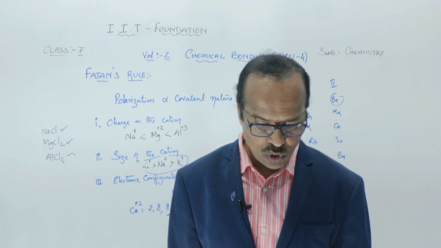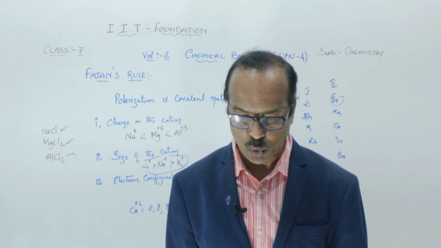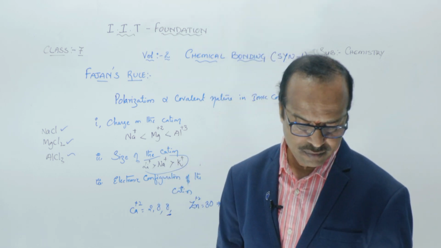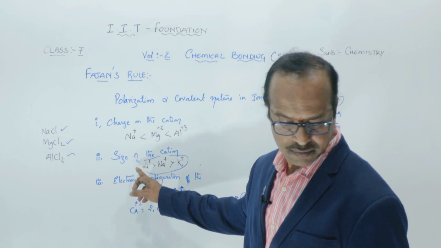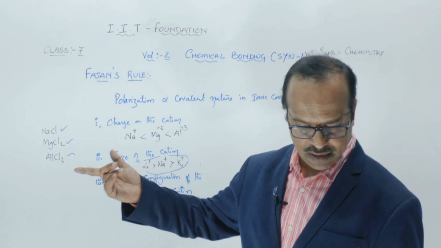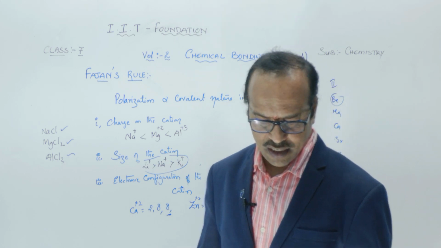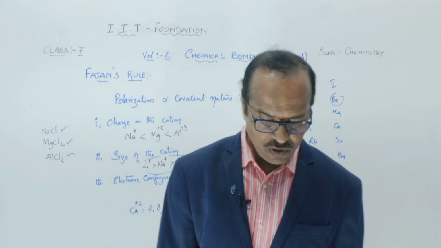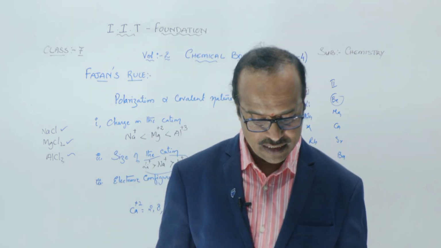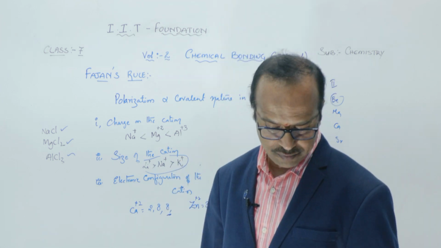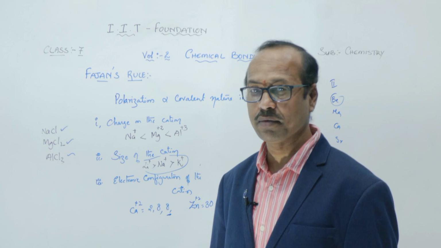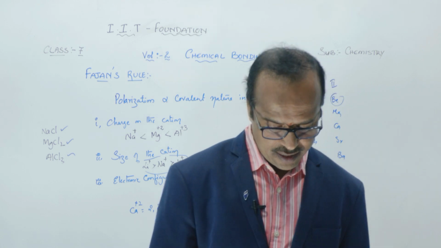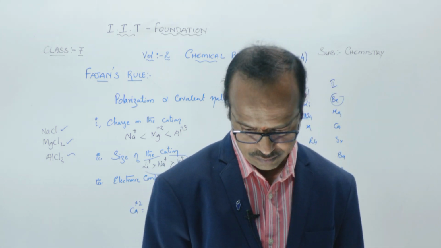And according to Fajans' rule, ionic character is directly proportional to the size of the cation, inversely proportional to the size of the anion, and to the charge on the cation. So students, all of these are right, so option 4 is the right answer. Which of the following compounds is more ionic? Just now we discussed: sodium, potassium, rubidium, cesium. Cesium chloride is more ionic. And then the eighth one.